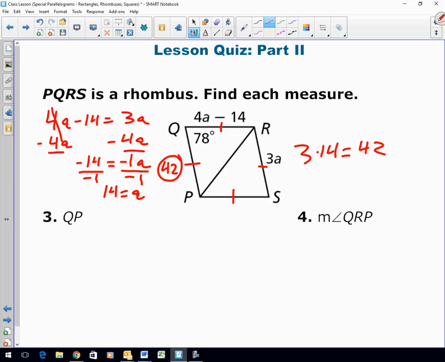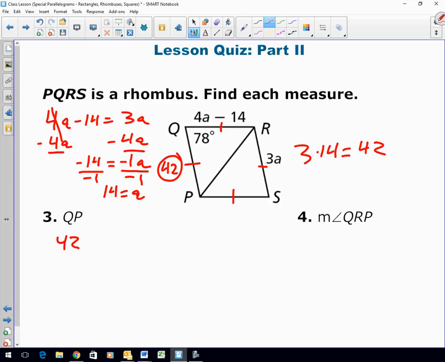Okay. So Q to P would be 42. Correct? So is RS. 14, 28, 42. 3 times 14. Have you noticed that? They would all be what? 42. All of these would be 42.